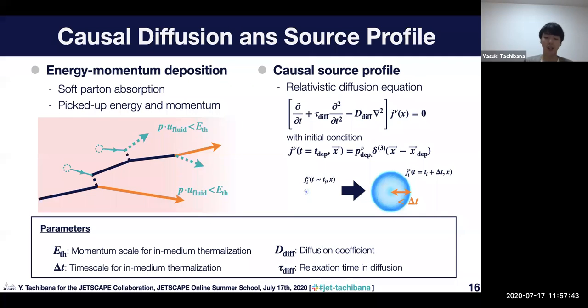So, why we use a causal profile is, there is a common way to generate the source term, which is to just use a Gaussian. But a Gaussian can be interpreted as the solution of the non-relativistic diffusion equation with an initial condition of a delta function. But here we are doing something very relativistic, so we just naively extended its formulation to the relativistic case. So we use a causal diffusion equation for it.